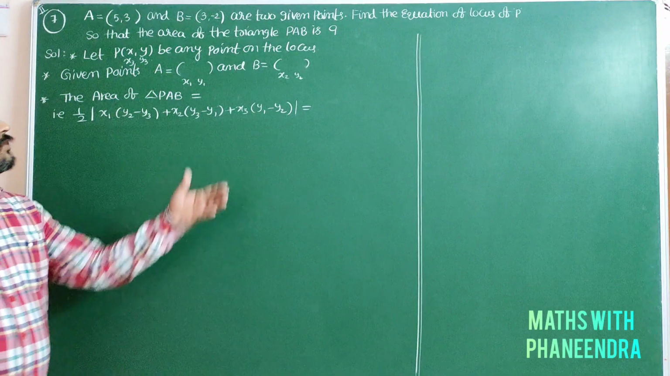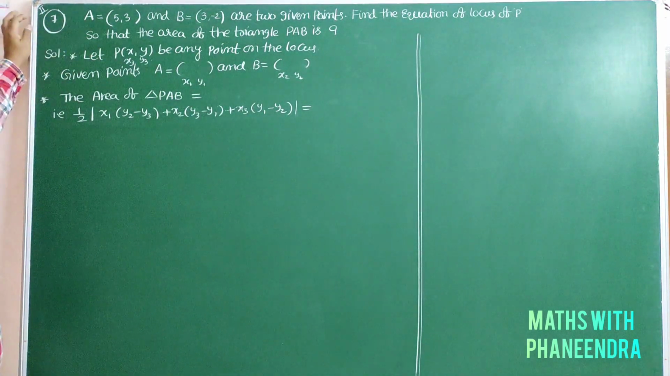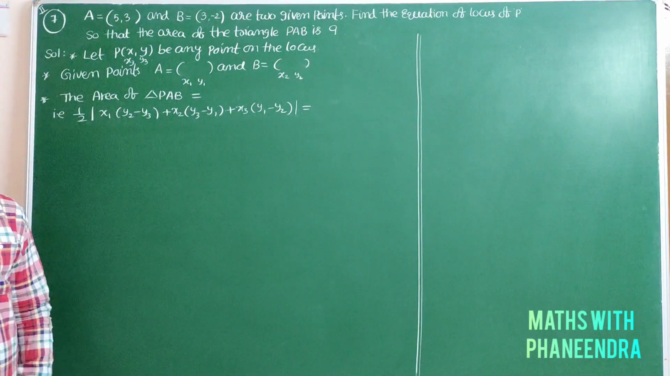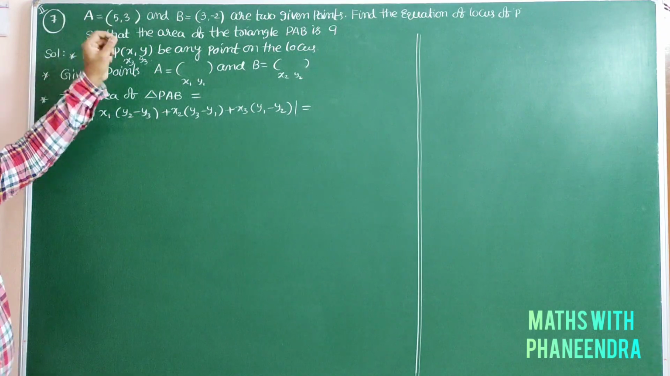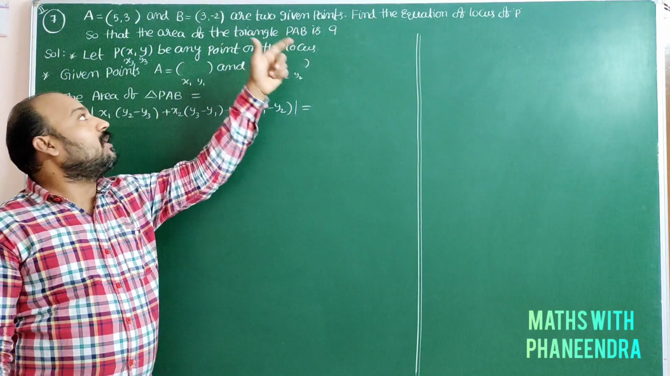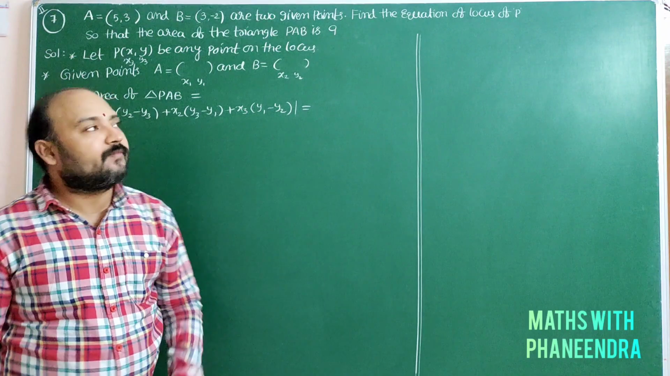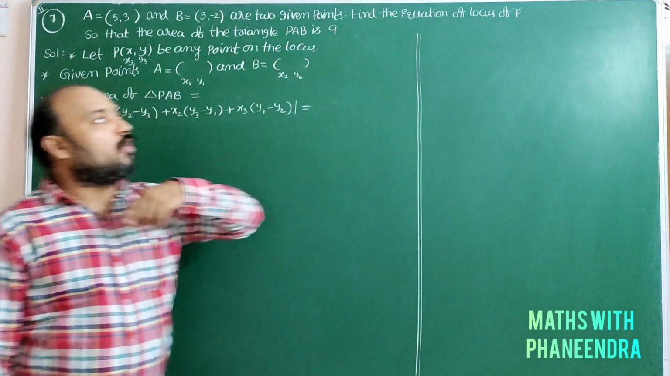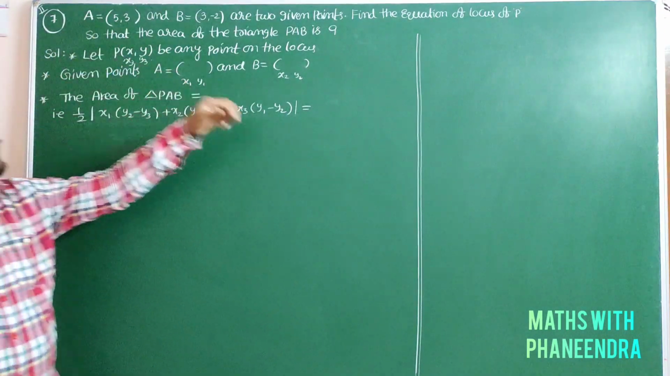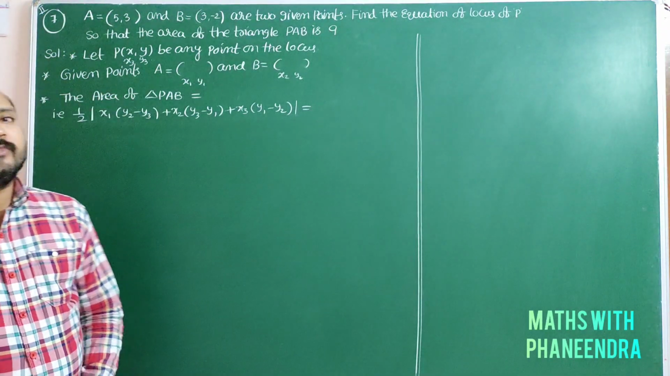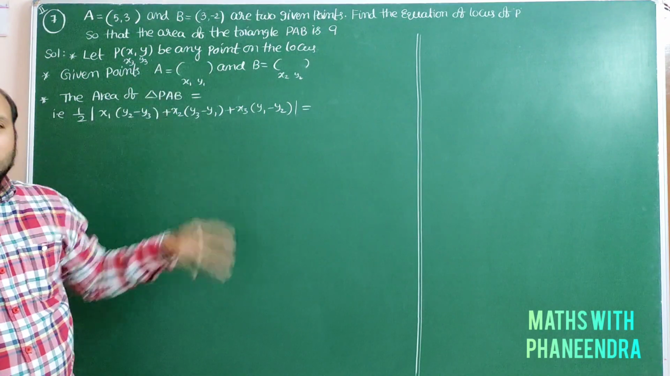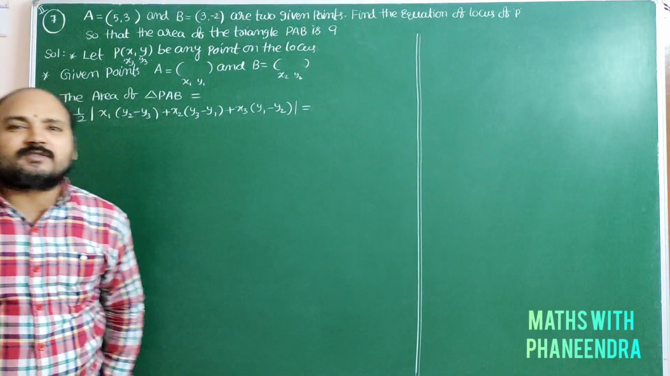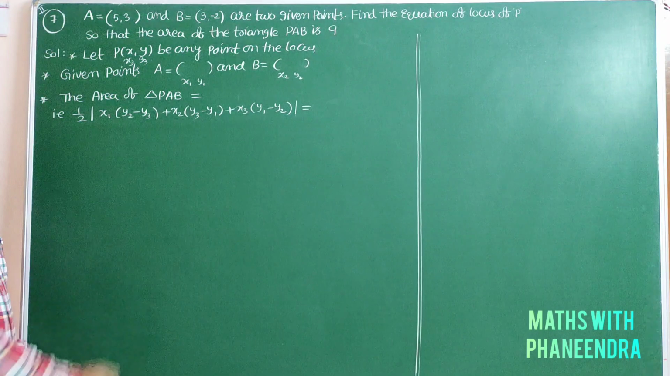The next question. This is the second bit, second section in question number 7 in the locus chapter in the Telugu Academy textbook. A equal to (5, 3) and B equal to (3, minus 2) are two given points. Find the equation of locus of P so that the area of triangle PAB is 9. In some books, the wording will be changed, but ultimately the procedure, everything will be the same, dear students. So keep in mind and write step by step.